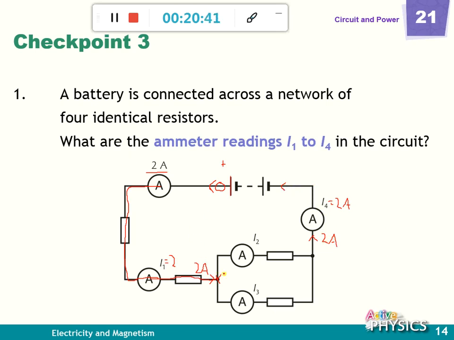Okay, and how about the junction? At the junction, you can see that both of them are identical resistors. They are no different. So inside this junction, the current will move up and move down with the same amount, because the current coming in is 2A. The upper part will be 1A. The lower part will also be 1A, because they are the same. Okay, the final answer is this.